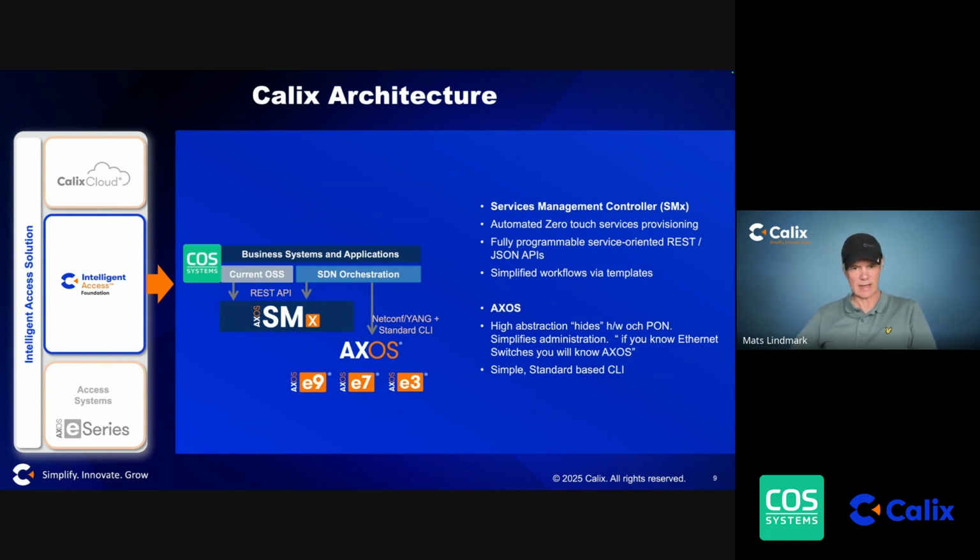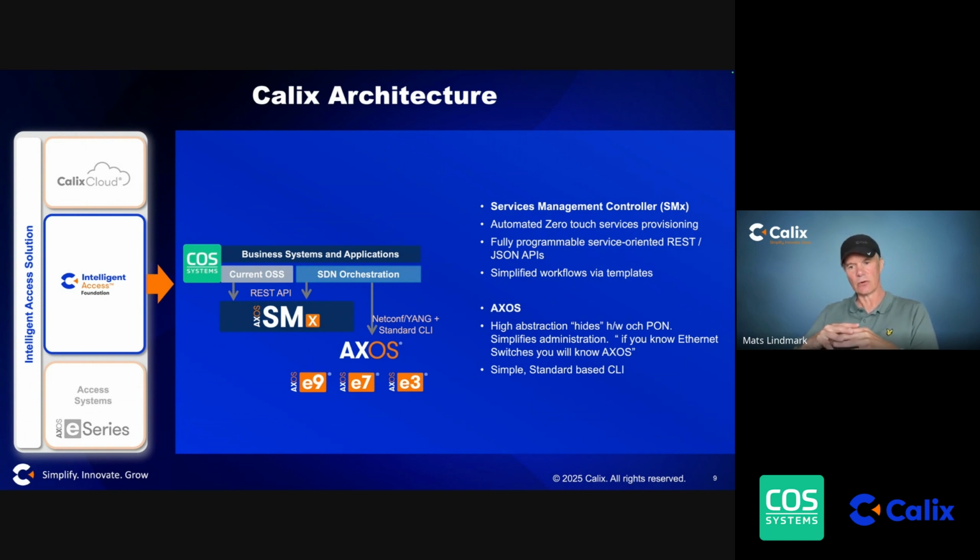The SMx gives the COS platform a very high abstraction layer, so that you don't have to know all the details of how to provision the AXOS layer. The SMx knows all about that, so COS just talks the REST API, and the abstraction layer hides all of the complexities of configuring and handling all of the details towards the PON network.